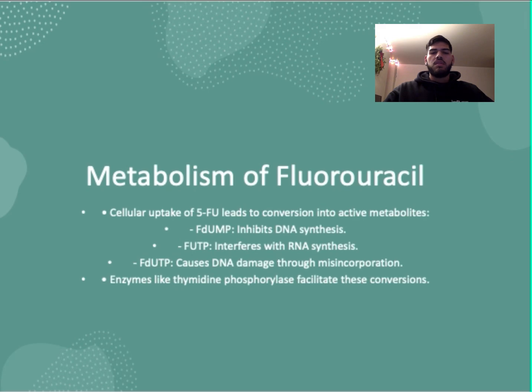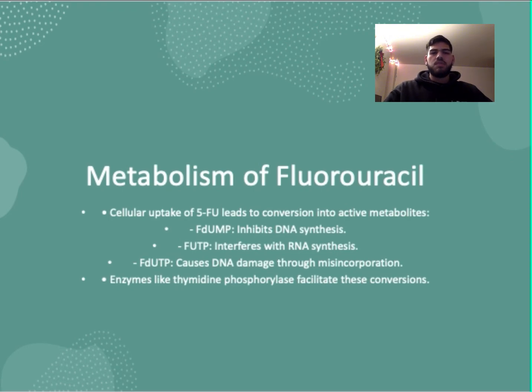Finally, FdUTP gets misincorporated into DNA, causing damage and instability. This process involves enzymes like thymidine phosphorylase, which help convert 5-FU into an active form. By targeting multiple pathways, 5-FU can effectively stop cancer cells from growing and dividing.